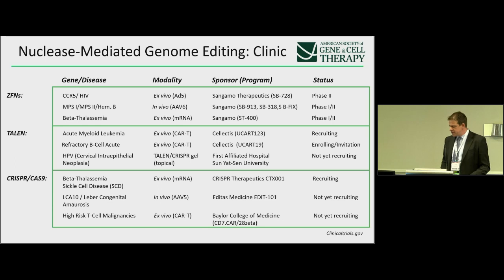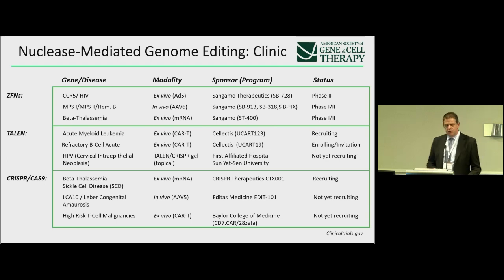If you look at the clinic, this is just a quick search on clinicaltrials.gov of what is basically recruiting or in phase 1 or 2 right now. Naturally, the first trials are from ZFNs since it's the oldest technology, and they performed the first ex vivo genome editing using CCR5. This renders the T cells resistant to HIV infection, and this is a study that's now in phase 2.